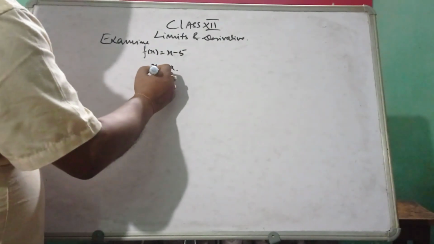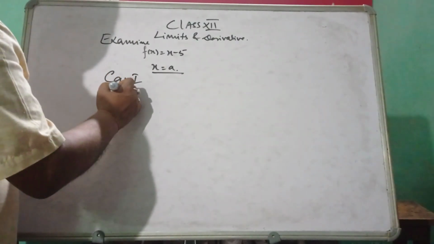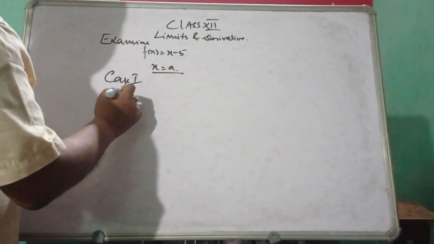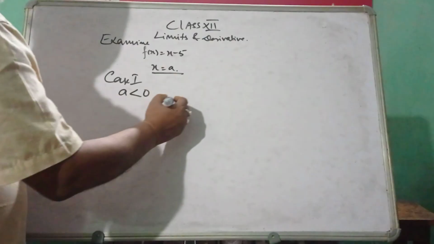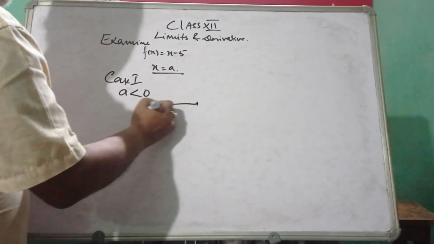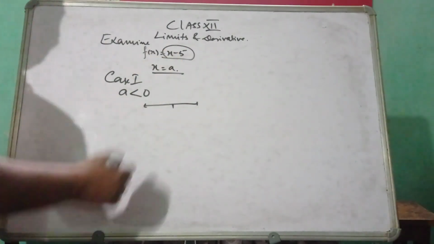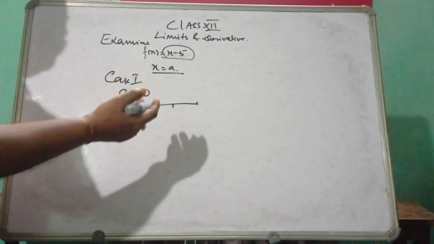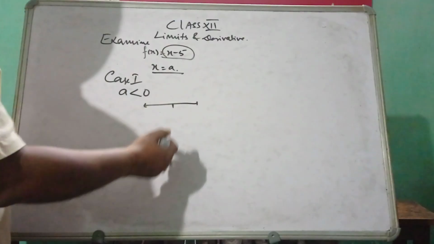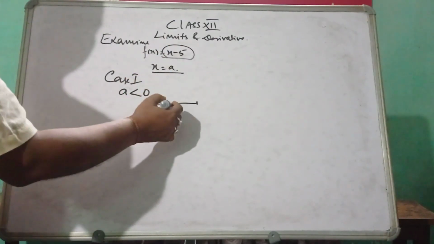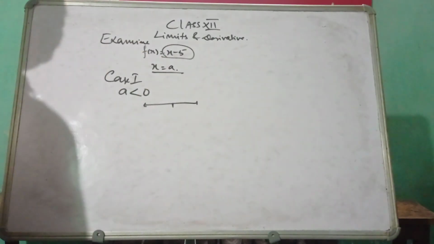So when you are going to test this x is equal to a, let us take case 1 where you are taking a value less than 0, any point on this side, because this is the only function. Because this is the only function, it will be a continuous function. Because there is only one function here. So any value less than 0, it will be a continuous function.